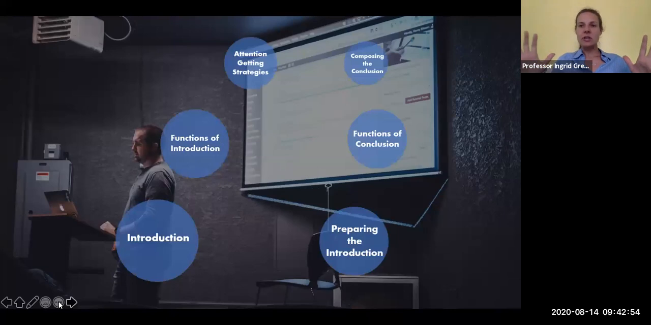There are 6 major sections of this chapter. First, we're talking about the introduction to this chapter, so no pun intended, the introduction to the introductions. Then we'll be talking about the functions of introductions, attention-getting strategies, composing the conclusion, functions of the conclusion, and then preparing the introduction. So let's go ahead and get started.